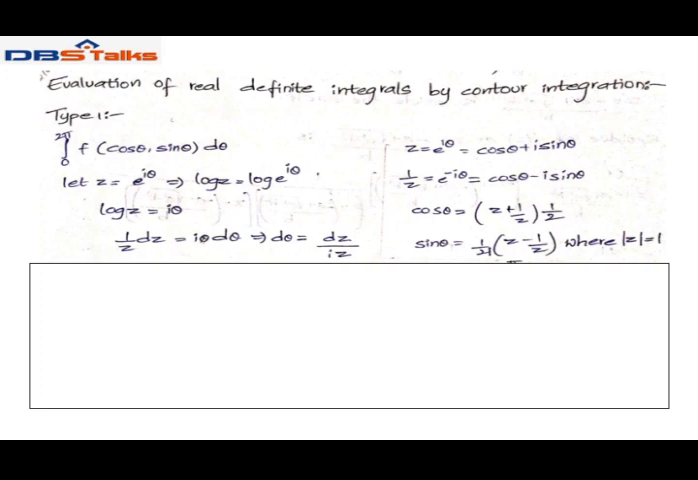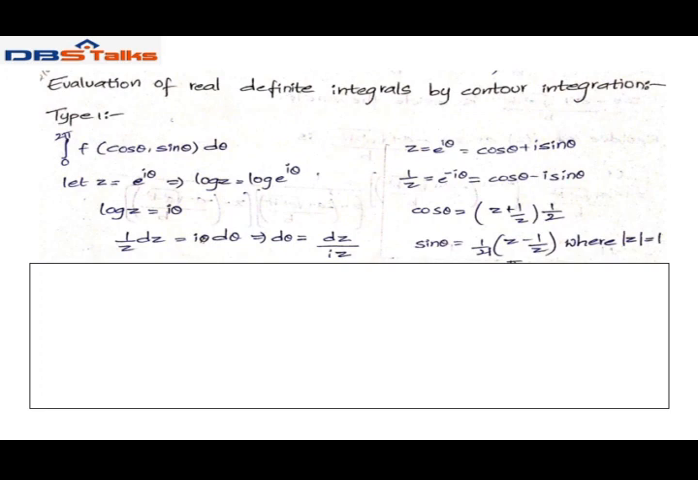So type 1: the given problem is in the form of integral 0 to 2 pi f of cos theta, sin theta d theta. Now to solve this problem, let z equal to e power i theta. Taking log on both sides, we get log z equal to log e power i theta, so log z equal to i theta.